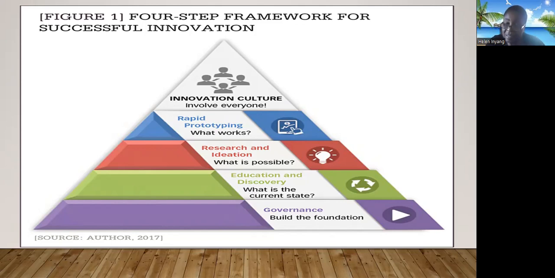Governance, good governance. If you are an entrepreneur, a CEO, you must be able to govern your organization well. Then build the foundation. By so doing, you'll be able to be a very good, successful innovator.